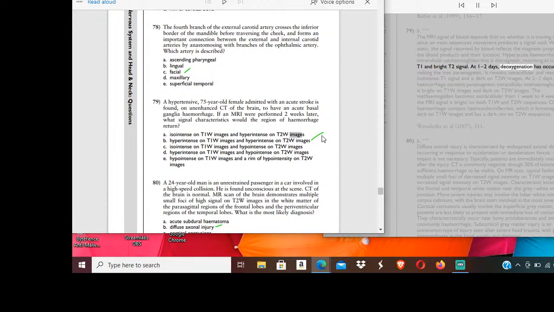At 1-2 days, deoxygenation has occurred, making the iron paramagnetic. It remains intracellular and returns an isointense T1 signal, and is dark on T2W images. At 2-7 days, hemorrhage contains paramagnetic intracellular methemoglobin. This is bright on T1W images and dark on T2W images. The methemoglobin becomes extracellular from 1 week to 4 weeks, and the MRI signal is bright on both T1W and T2W sequences. Chronic hemorrhage contains hemosiderin/ferritin, which is ferromagnetic, is dark on T1W images, and has a dark rim on T2W sequences.